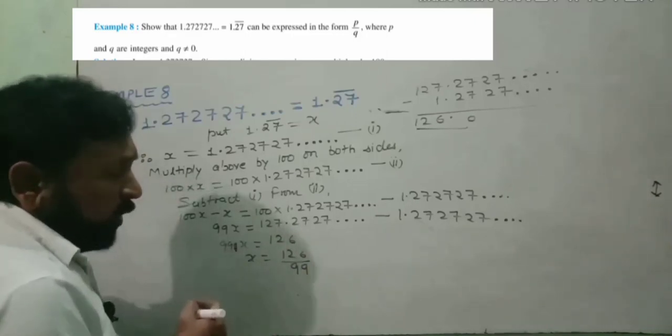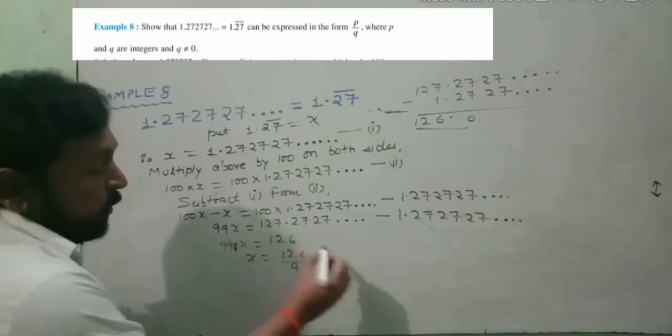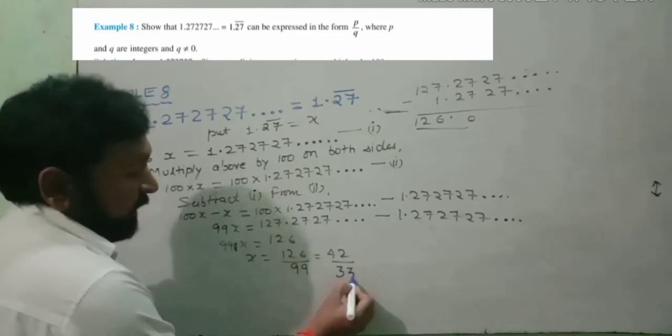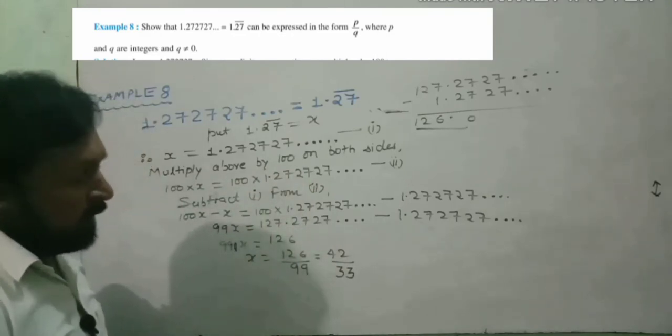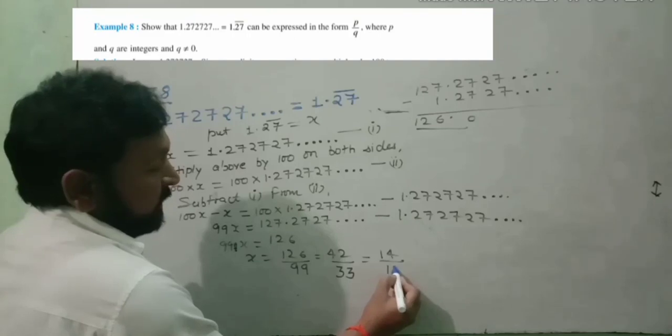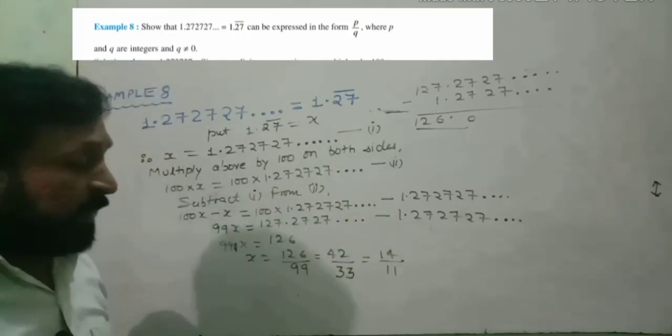Can we simplify it more? Yes. It can be divided by 3, both in numerator and denominator. 3 4s are 12, 3 2s are 6, 3 3s are 9, 3 3s are 9. Can we solve it more? Yes, again by 3. 3 1s are 3, 3 4s are 12, 3 1s are 3. We have to write the answer in the simplest form.